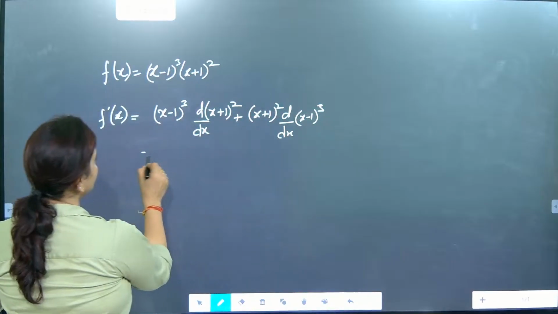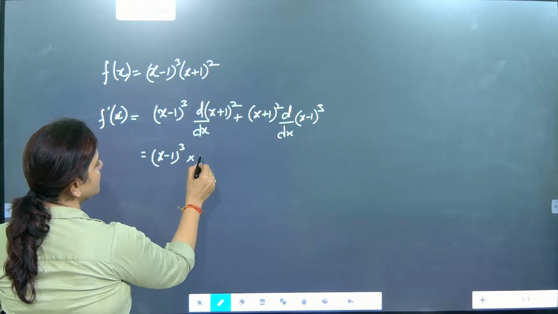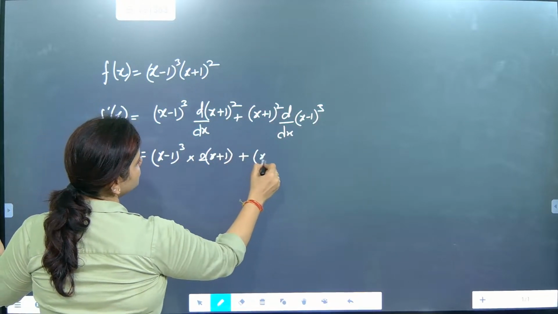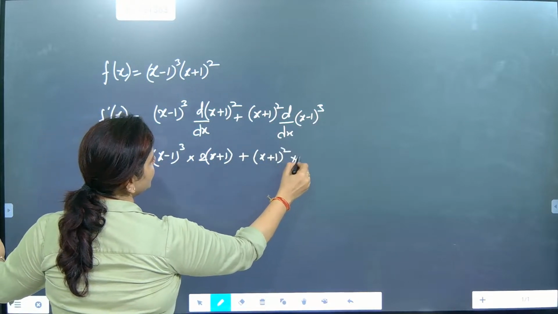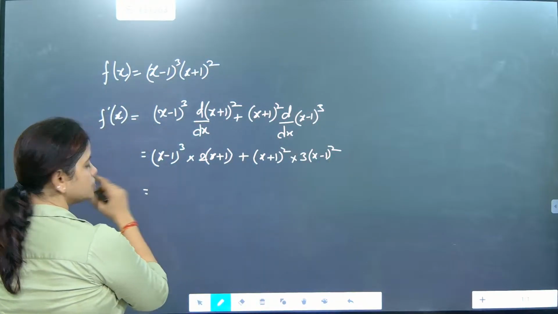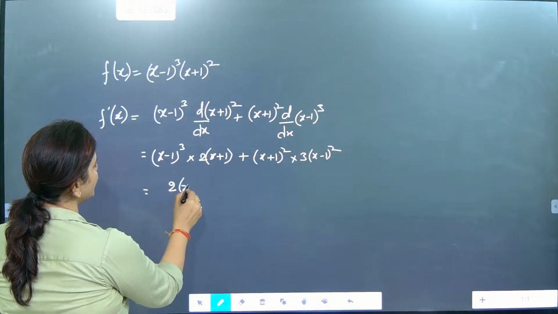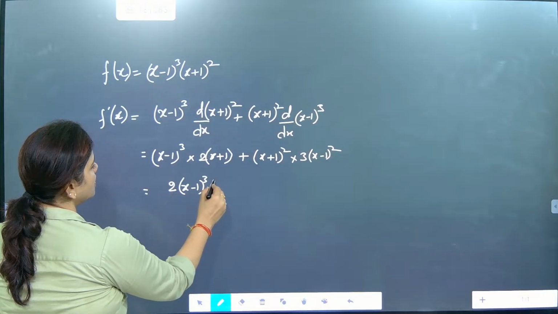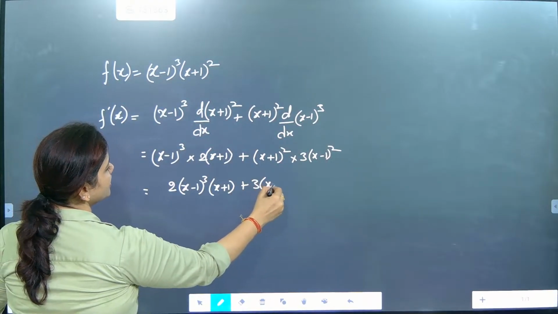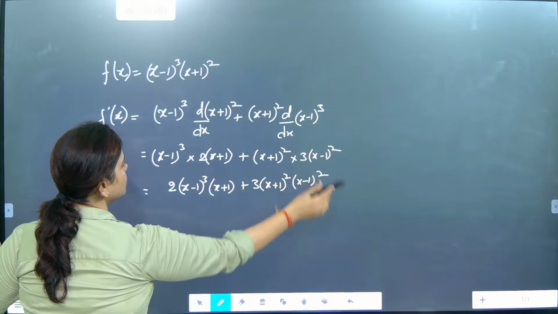Now beta, the differentiation of (x minus 1) whole cube will become 3(x minus 1) whole square, and (x plus 1) whole square will become 2(x plus 1). So now we are going to take common and solve. Here we have 2(x minus 1) whole cube and (x plus 1), and here 3(x plus 1) whole square and (x minus 1) whole square is there.